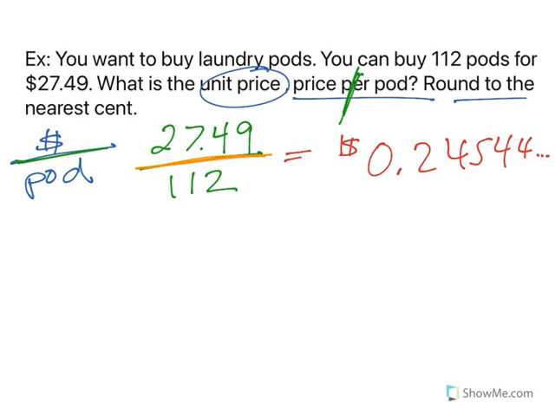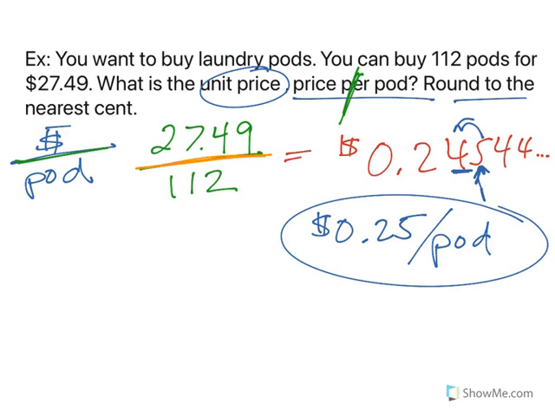But when we divide, this fraction bar here is division. So if I take $27.49 and divide it by 112, I end up with 0.24544, and this goes on and on. Now we're talking about money, so we're going to round to the nearest cent. So two places, it means I'm looking at the 5. 5 tells me to round up. So I'm going to have roughly 25 cents per pod.